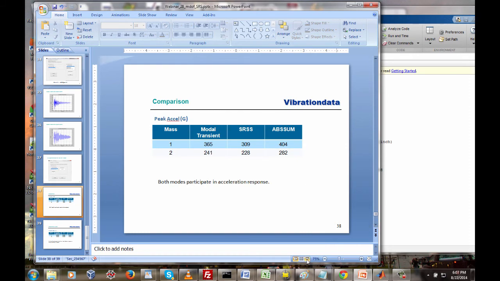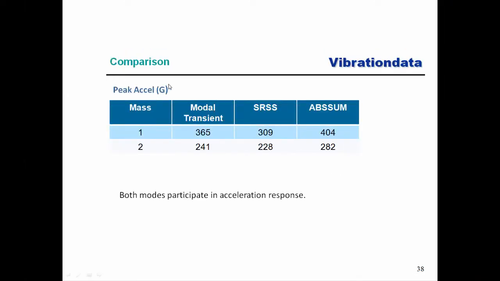Okay, so here's what we really want to look at. This is going to be a summary. We're going to look at two tables. The first is peak acceleration. There is a row for each of the two masses, or if you want to say for each of the 2 degrees of freedom. So for the absum value here, it's about 404 G, and then 309 for the SRSS method. And the modal transient value just falls in between, kind of midway between those two values. So this is showing us that we have good ballpark agreement.